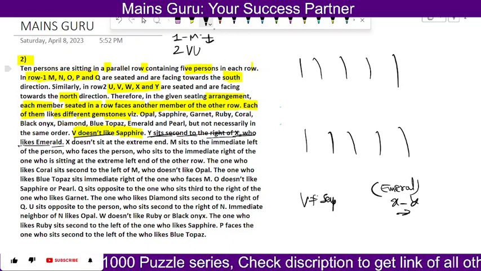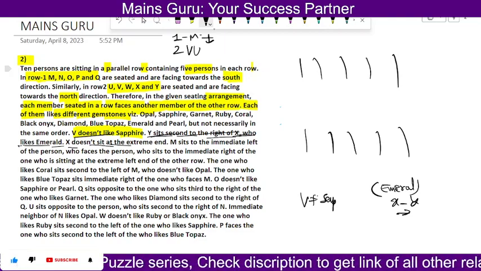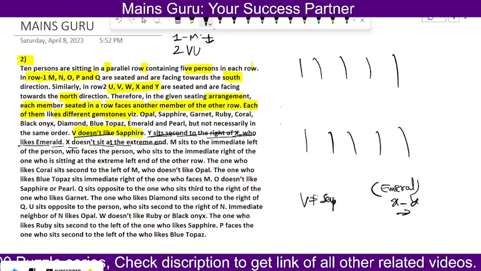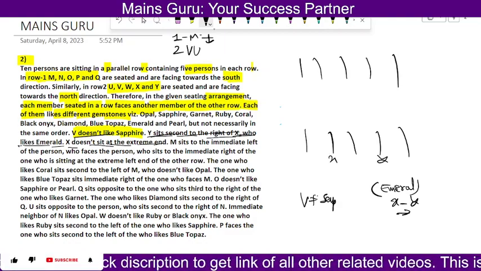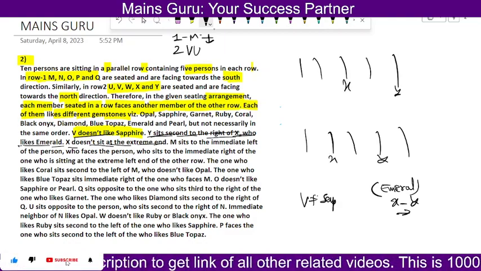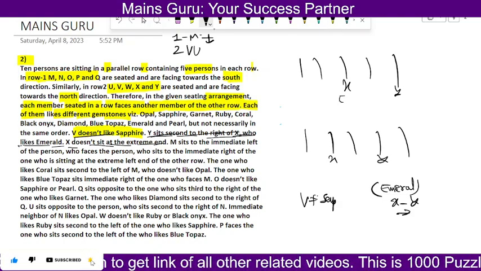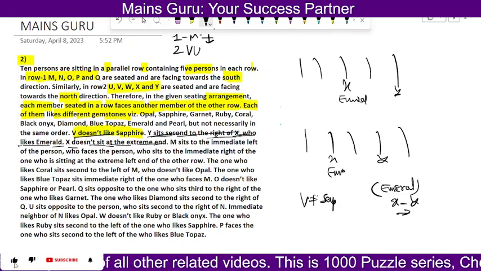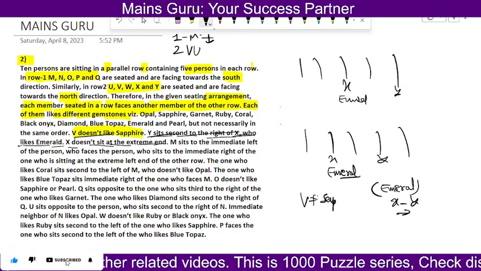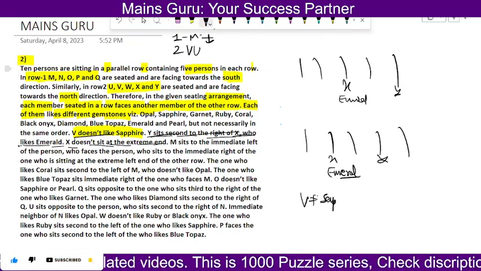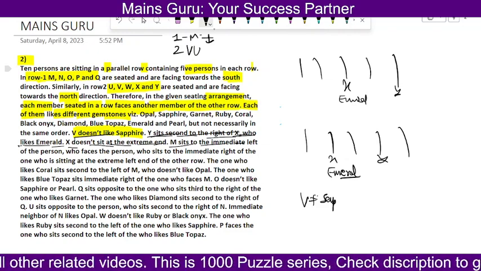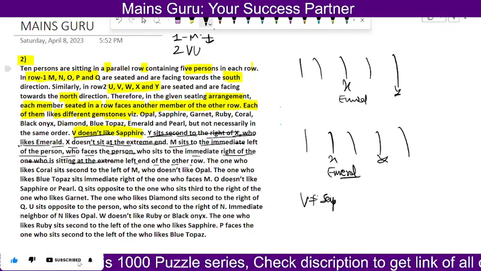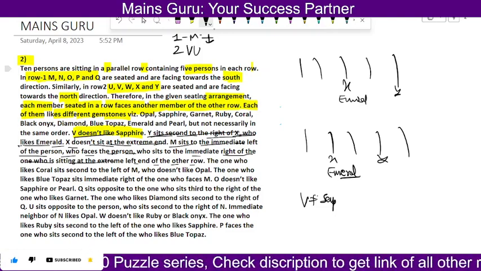Okay, Emerald. Then, X does not sit at the extreme end. So by this sentence two possibilities will be eliminated, for X and Y. So X cannot come at the end now, and X also likes Emerald. So we can now erase this. After this, M sits immediate left of the person who faces the person who sits immediate right of the one who is sitting immediate left of the... Okay, so one by one we have to read this.